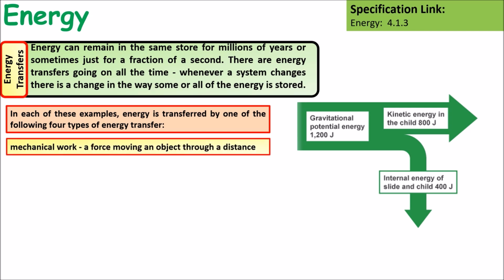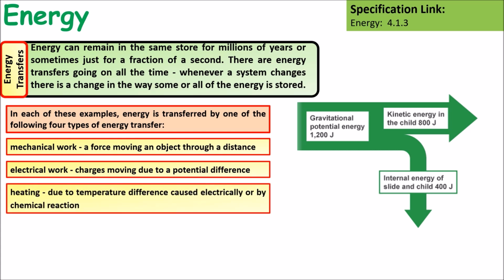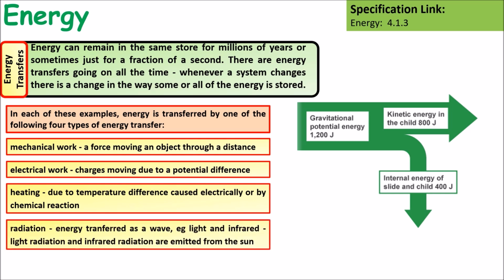We've got mechanical work. A force is moving an object through a distance. Electrical work. Charges are moving due to potential difference. We've got heating due to temperature difference caused by electricity or some sort of chemical reaction. Radiation. Energy is transferred as a wave, so light or infrared light radiation, such as those emitted by the sun.